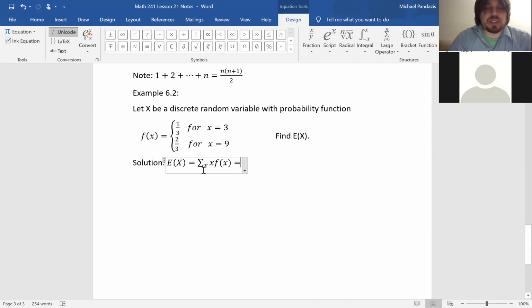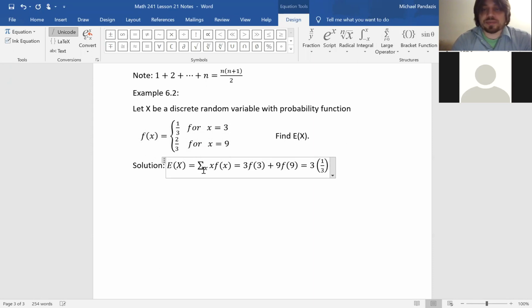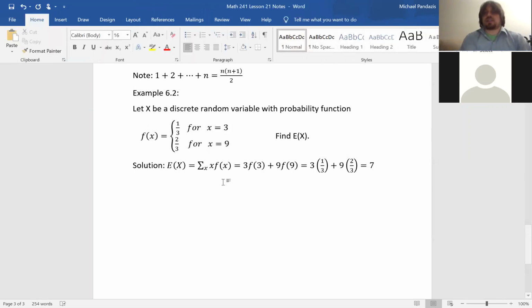So you plug in: this is equal to 3 times f of 3 plus 9 times f of 9. And so this is equal to 3 times 1/3 plus 9 times 2/3. That's 1 plus 6, which is 7. 9 over 3 is 3, 3 times 2 is 6, so this is 1 plus 6, which is 7. So the expected value of X for this example is 7.